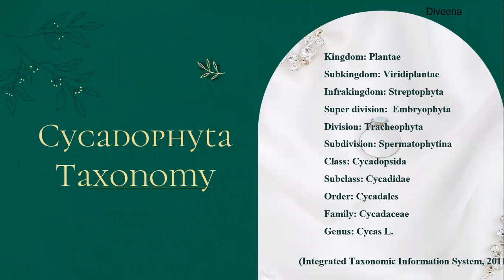Taxonomy of Cycadophyta. The kingdom for Cycadophyta is Plantae. Their subkingdom is Plantae. Their infrakingdom is Streptophyta. Their superdivision is Embryophyta, division Tracheophyta, subdivision Spermatophytina, class Cycadopsida, subclass Cycadidae, order Cycadales, family Cycadaceae, and their genus is Cycas L. I'm now handing over to my next colleague.